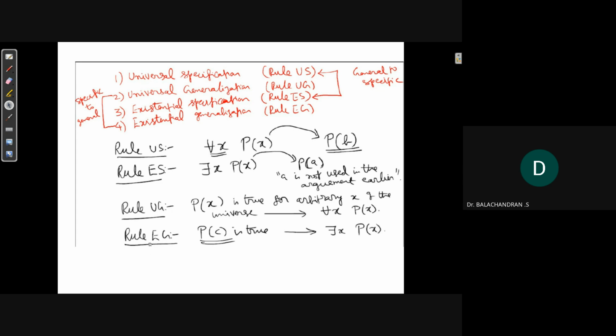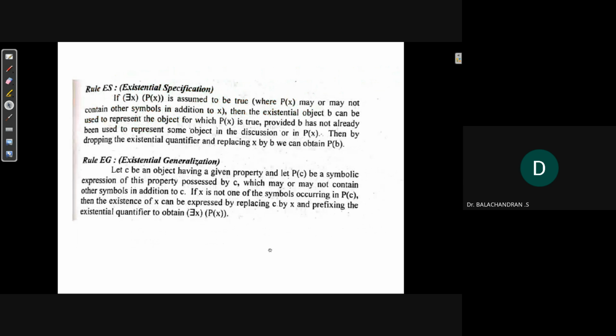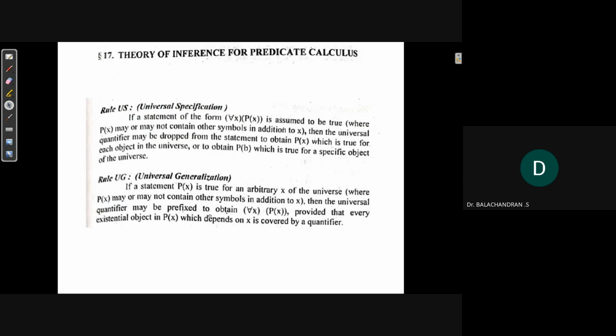And then rule EG. We know that P of c is true, but I don't know about P of b or P of d. So in this case, you can write there exists x, P of x. So these are the four rules, as given in the paragraph.